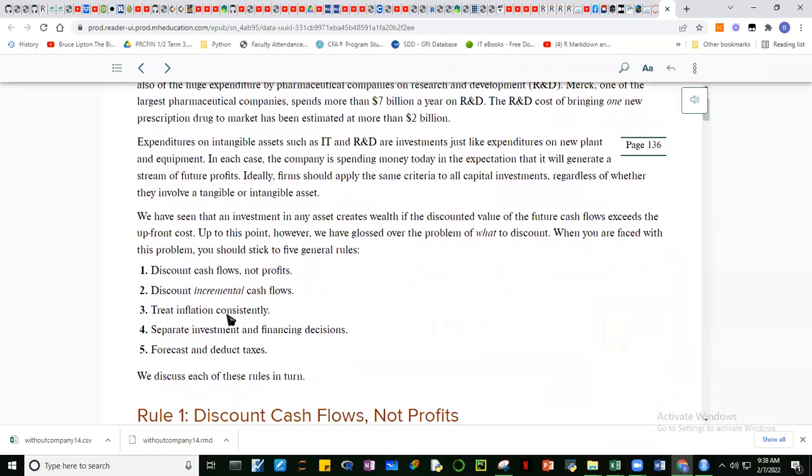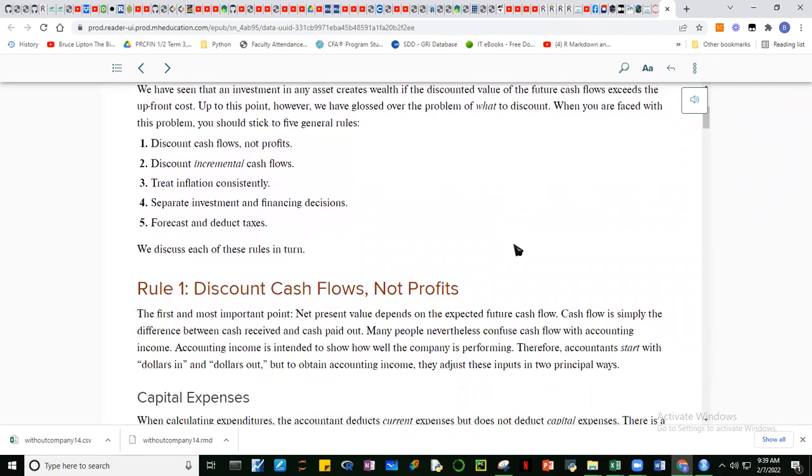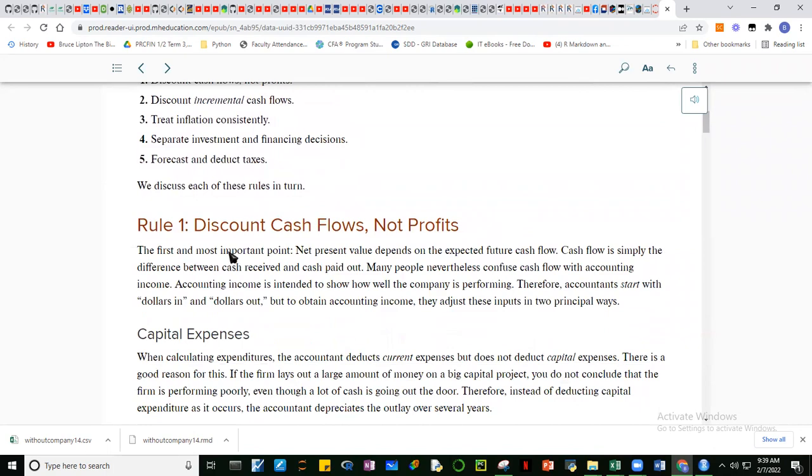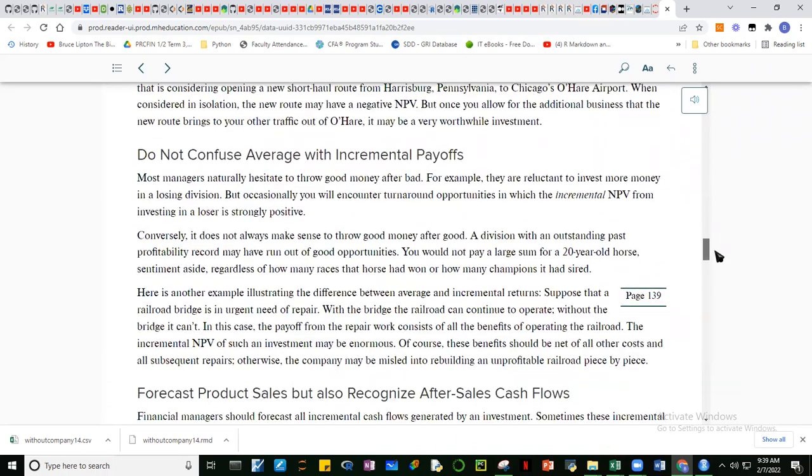For example, here, there are 5 general rules as far as NPV is concerned. Number 1, we use cash flows and not profits. Number 2, we use incremental cash flows. Number 3, we treat inflation consistently. Number 4, separate investment and financial decisions. And number 5, forecast and deduct taxes. There are some discussions about the 5 rules here. Number 1, discount cash flows and not profits. So we use cash flows and not profits.